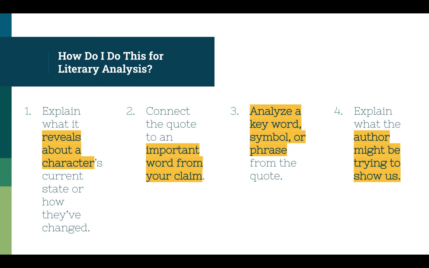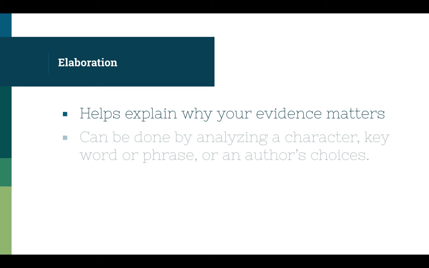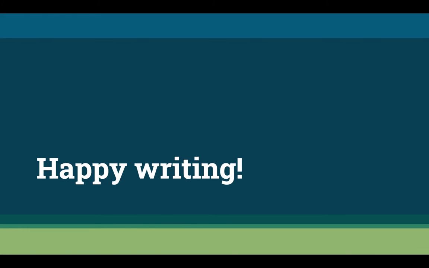Now that's not all the different ways, but these are 4 important ways that you can elaborate on your evidence without just summarizing what happened. So a quick review. Elaboration helps you explain why your evidence matters, can be done by analyzing a character, keyword, or phrase, or an author's choices, and it must be used to make your evidence meaningful. Happy writing!